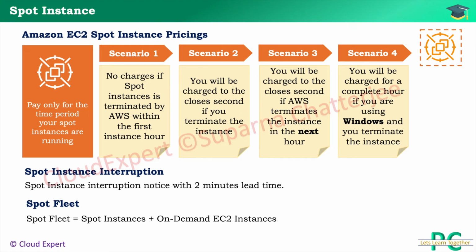If I take an example, let's say you have a requirement for 5 EC2 instances. If you have created a spot fleet, maybe you are using 5 spot instances at the beginning. Now, if AWS reclaims 2 instances, then it will automatically launch 2 on-demand instances to maintain the target capacity. So spot fleet is spot instances plus optional on-demand EC2 instances.